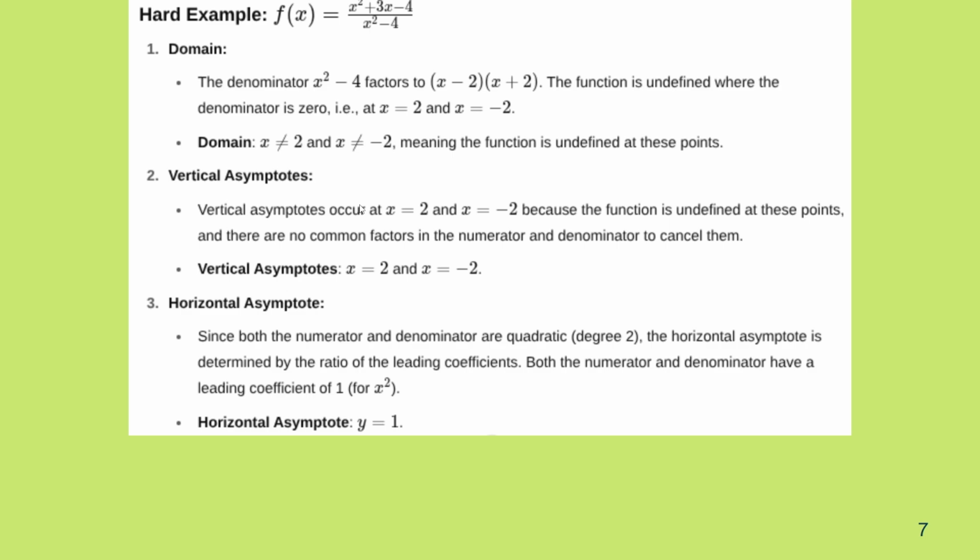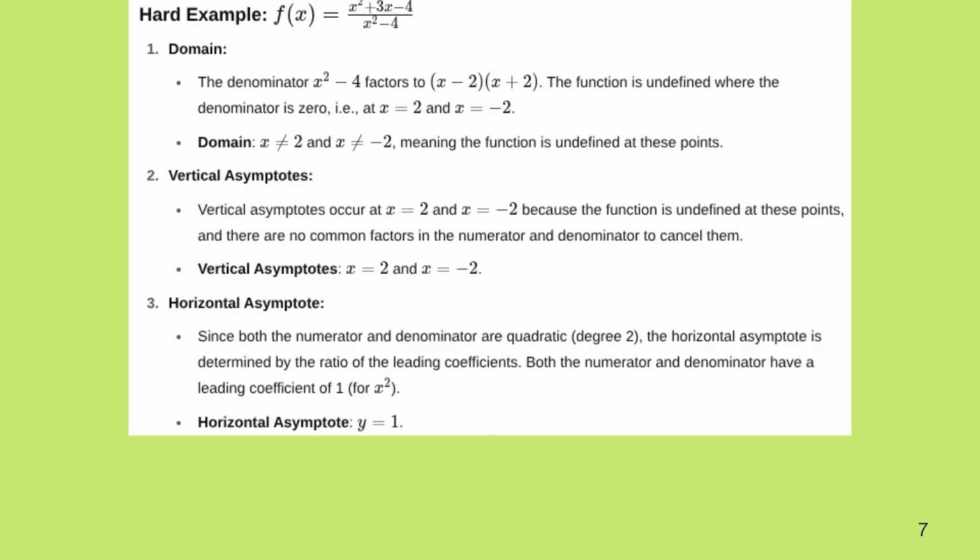This example is (x squared plus 3x minus 4) all over (x squared minus 4). Okay, the domain: first you have to do the denominator, x squared minus 4. You have to factor that, so that is (x minus 2)(x plus 2). The function is undefined where the denominator is 0.